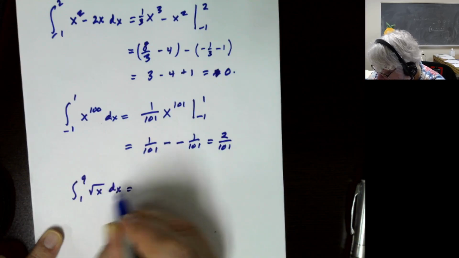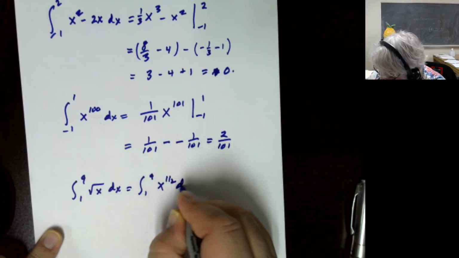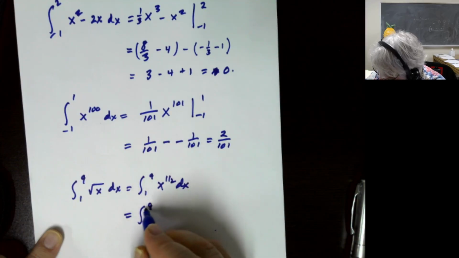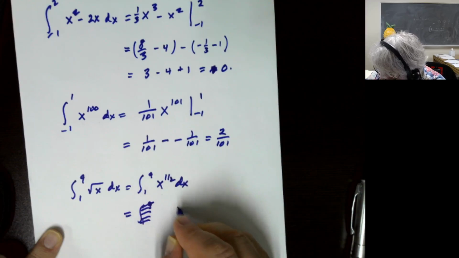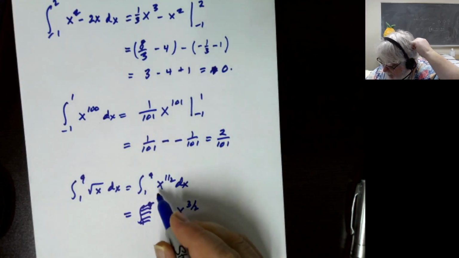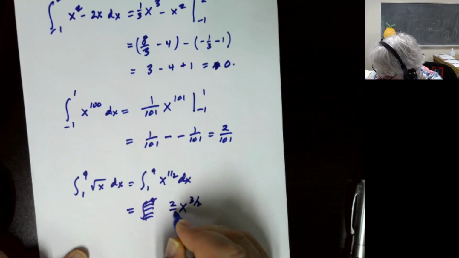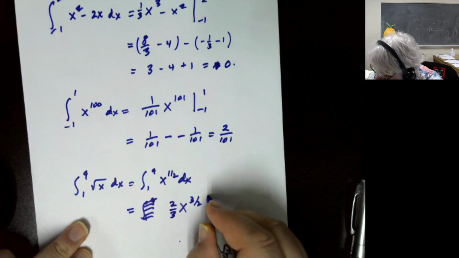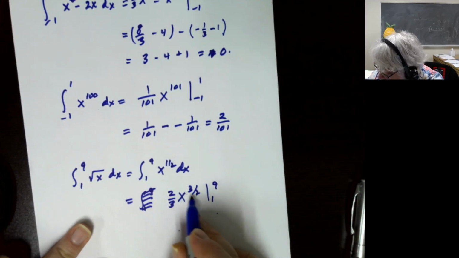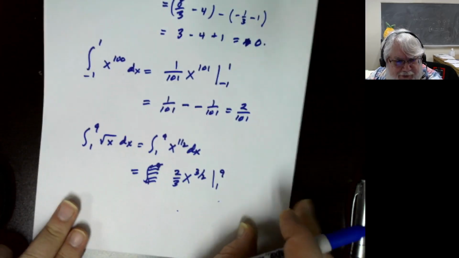Now, let's see, the next one, the integral from 1 to 9 of square root of x dx. Okay, before we anti-differentiate, let's rewrite that as x to the 1/2 power. Now we can anti-differentiate. That's x to the 3/2 power. And then in front, I need something so that when I multiply by 3/2, I get a 1. So that would be 2/3. And then from 1 to 9. Now remember, this is the square root cubed.